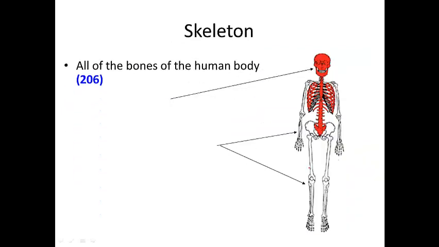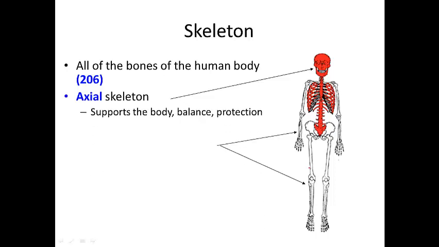A little bit more about the skeleton. The skeleton is made of 206 bones. It's divided into 2 parts. The axial skeleton, which is colored in red. This is what helps to support the body, provide balance, and protection of internal organs. It's made up of 3 parts: the spinal column, which is your spine, the skull, and your rib cage.